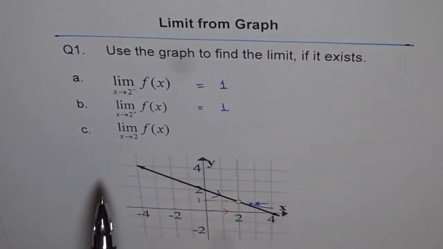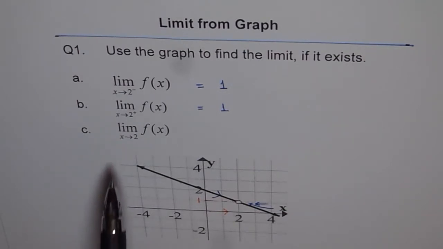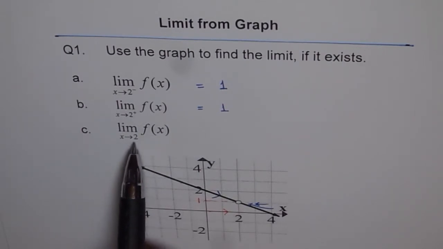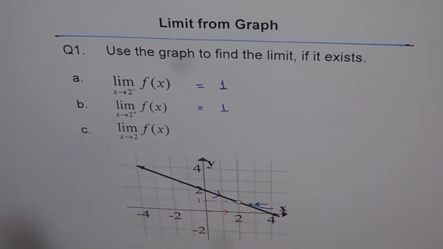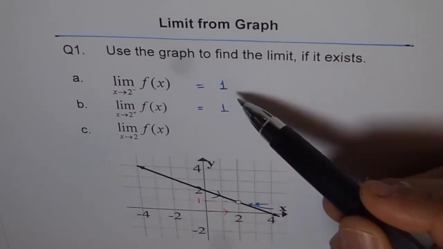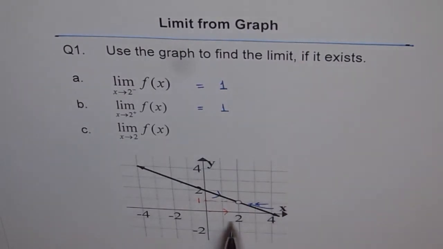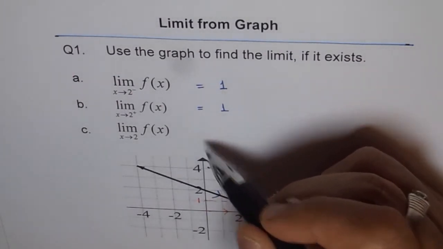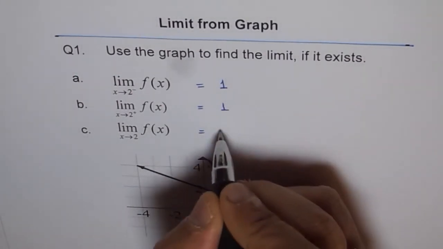Now the third part is, what is the limit of this function as x approaches 2? So when we say the limit of a function when x approaches a value, in this case 2, then we have to check what value it approaches from both the sides. So we have already seen in parts A and B that if we go from the left side, we approach 1. If we go from the right side, we also approach 1. Therefore, these two limits are the same and therefore the limit at 2 exists and the value is 1, correct?